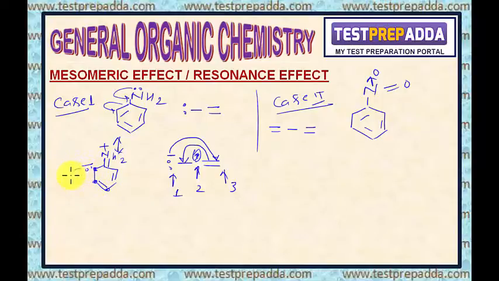So I will draw another resonating structure in this manner. Double bond here, lone pair here, one double bond is already here.